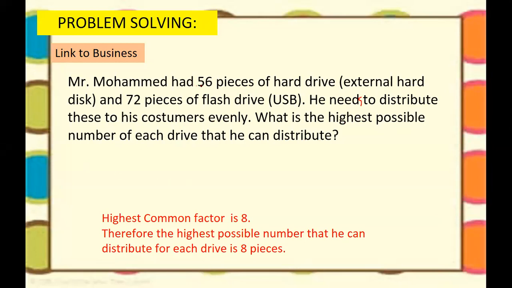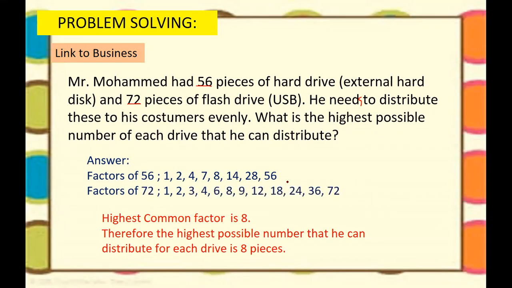So the first thing you're going to do is find all the factors of 56 and 72. So let's write the factors of 56. You already know how to find the factors of a number: 1, 2, 4, 7, 8, 14, 28, 56. And you have to write also the factors of 72, which are 1, 2, 3, 4, 6, 8, 9, 12, 18, 24, 36.